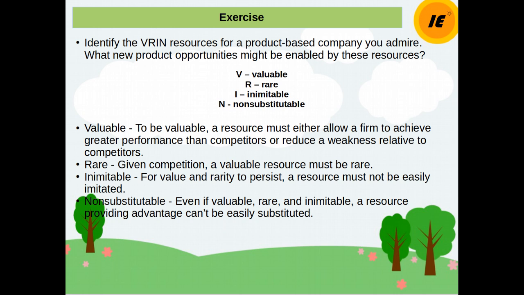So there are a lot of exercises, but I will focus on only one, which is: identify the VRIN resources for a product-based company you admire. What new product opportunity might be enabled by these resources? Just to recap, what is VRIN? V stands for valuable, R stands for rare, I stands for inimitable, and N stands for non-substitutable.